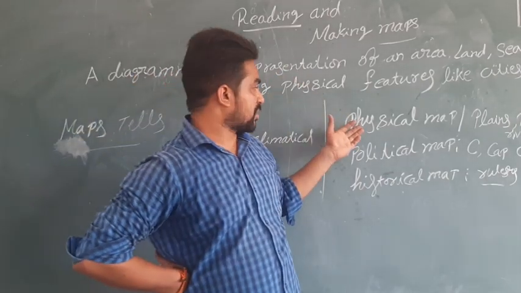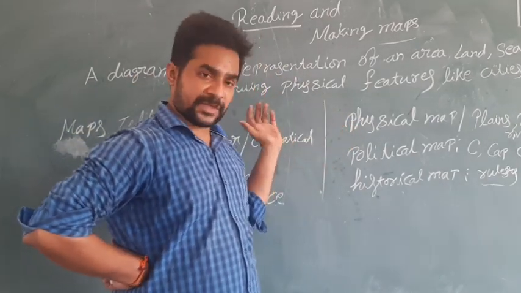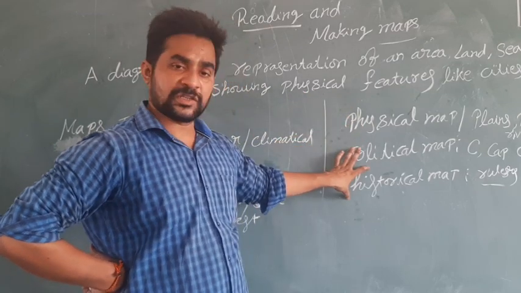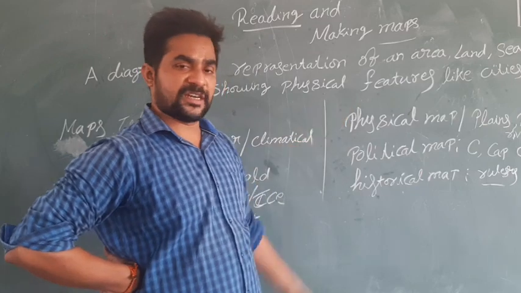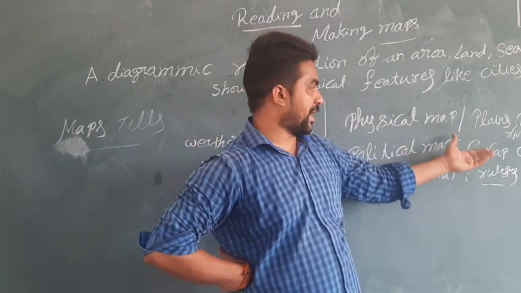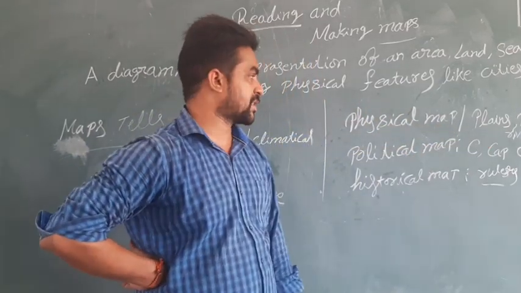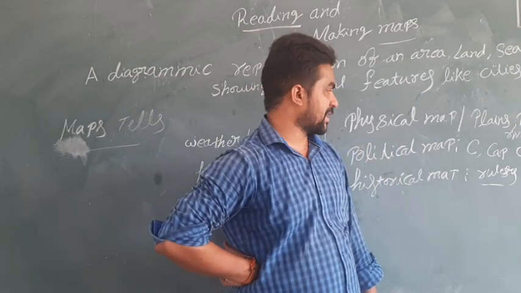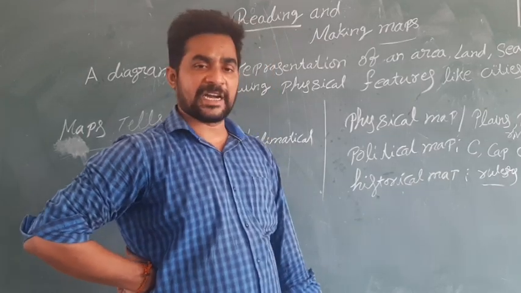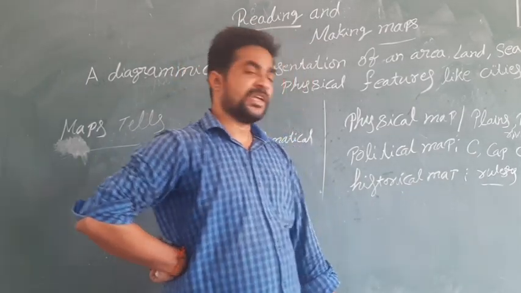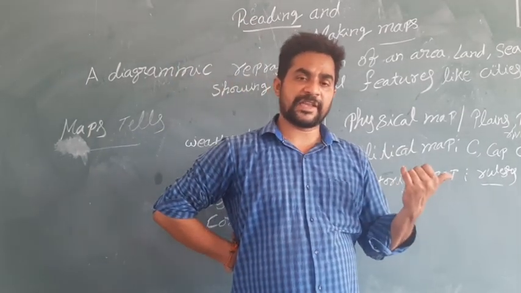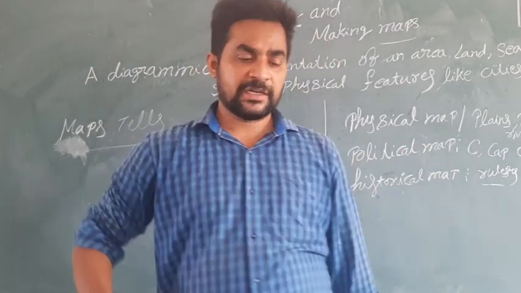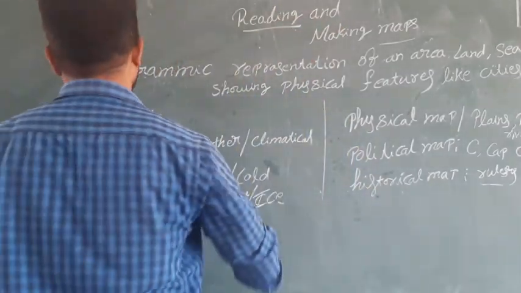And I also explained the types of maps: physical map, political map, and historical map. The physical map shows plains, plateaus, mountains, rivers, peaks, etc. The political map shows countries, capitals, towns, cities, and port cities also. The historical map shows how the previous rulers ruled our country. Now I am going to explain again.